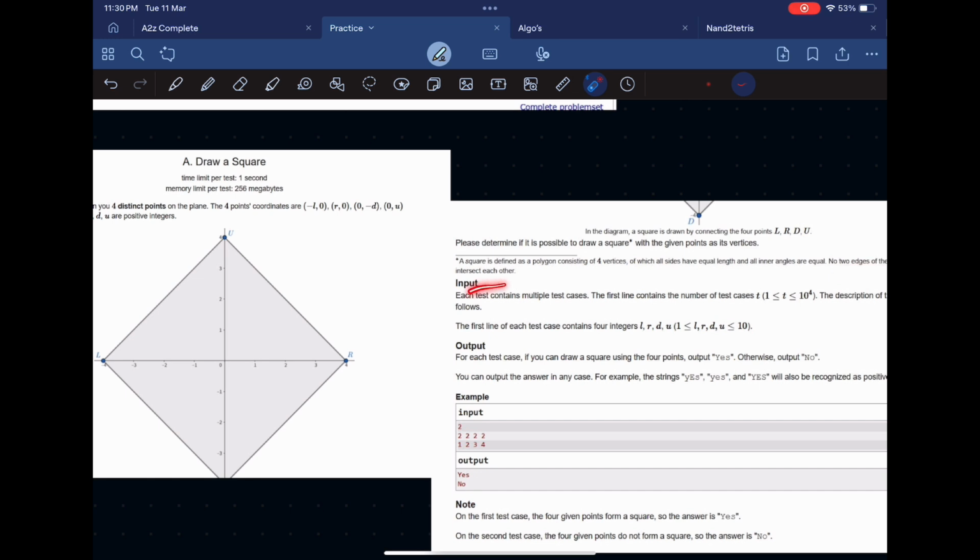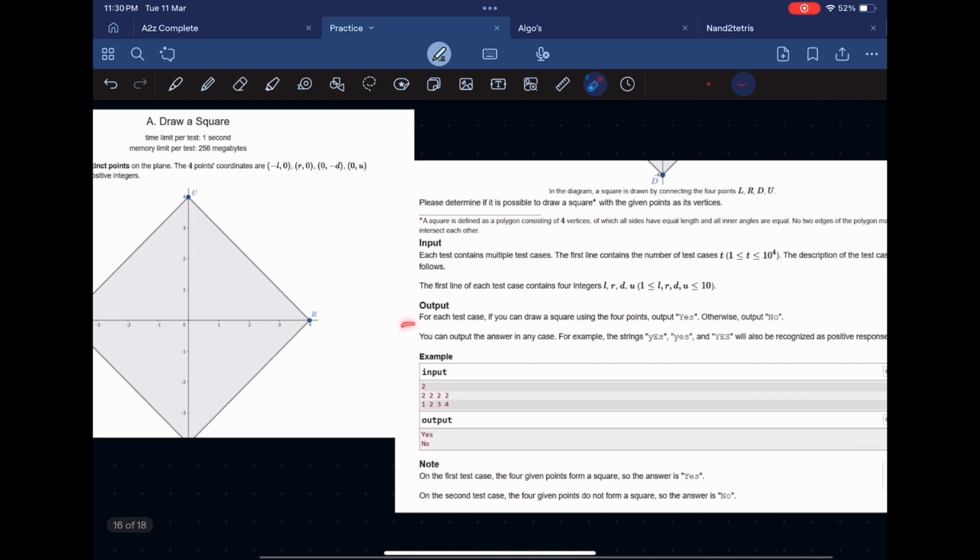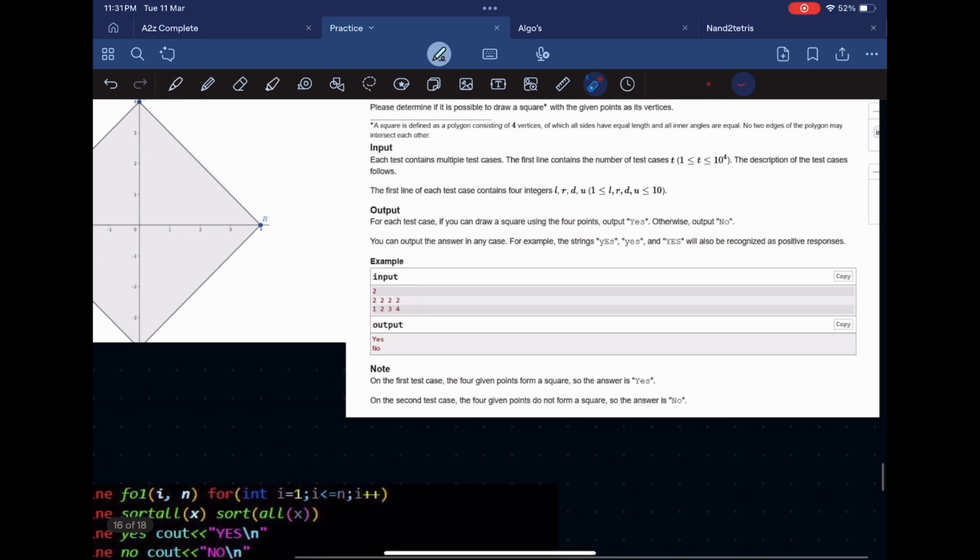Input: each file contains multiple test cases, t number of test cases. The first line of each test case contains 4 integers L, R, D, U. Output: for each test case, if you can draw a square using the 4 points, output yes, otherwise no. You can output the answer in any case. We have some sample input with the L, R, D, U values, and for the first it is saying yes, and for the second it is saying no.